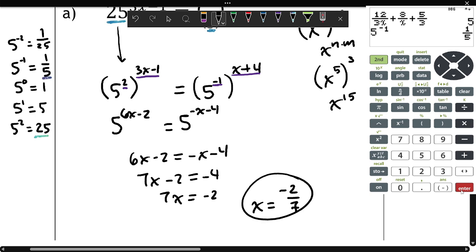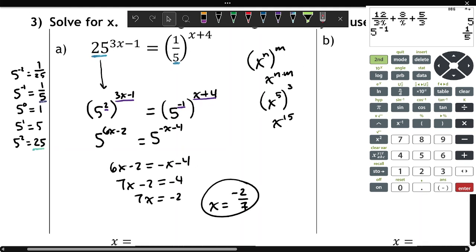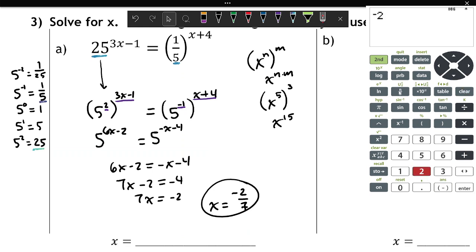And of course, I'm going to check that because I don't want to leave here without knowing that this is solid. So I'm going to clear this. I'm going to say negative 2 over 7. I left my denominator.